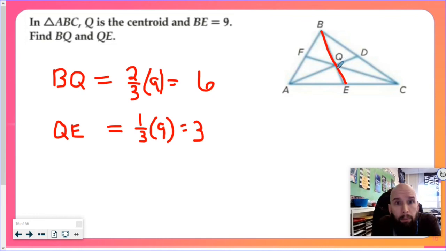Don't overthink it. If you have the whole line, it's 1/3 or 2/3, which means this one's twice that one. Don't overthink it. Centroids!